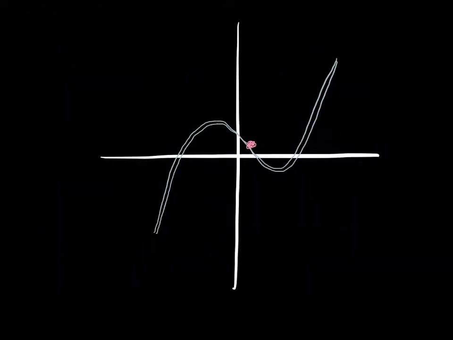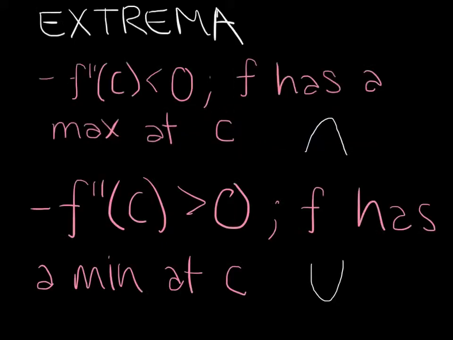For example, at this point here, it goes from being concave down to concave up. The second derivative goes from negative to positive, making this an inflection point. It is also continuous through the point.